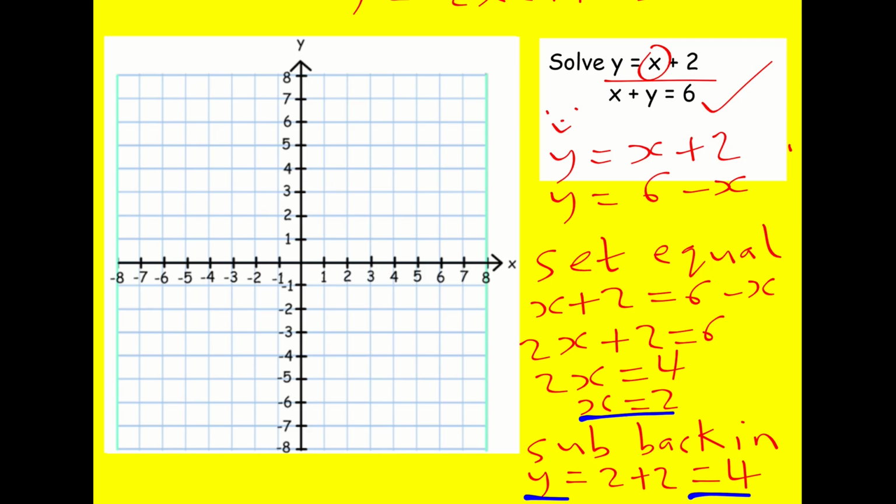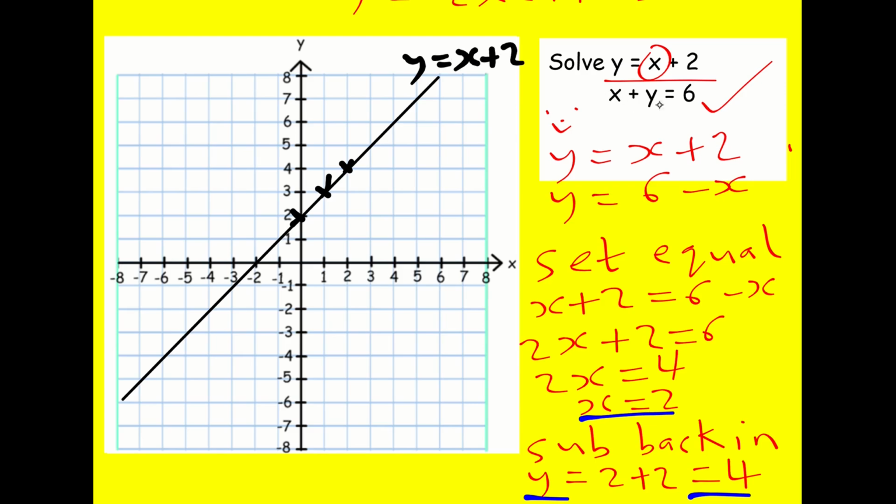Let's talk about the graphical solution instead. So in this case, I could plot y equals x plus 2. So I know it's going to go through 2, and then I go along 1, up 1, along 1, up 1, and so on. That's going to give me a straight line like this. Okay, that is y equals x plus 2.